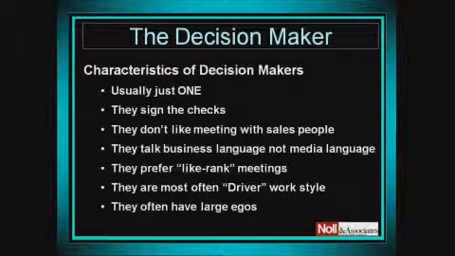Decision makers prefer like-rank meetings. In other words, if they're the CEO of the company, they want to meet with the CEO of your company. If they're the head of sales, they want to meet with your head of sales. When possible, set up these like-rank meetings when you're in front of a decision maker. Decision makers are most often the driver work style. Go to the Get a Meeting section of the Knoll Sales Coach and review the different styles, or go to the styles training under the Sales Coach and understand what the driver work style is like, because most decision makers that you encounter are of this driver work style. And last but not least, decision makers often have large egos. You have to learn how to play that ego to sell to a decision maker.